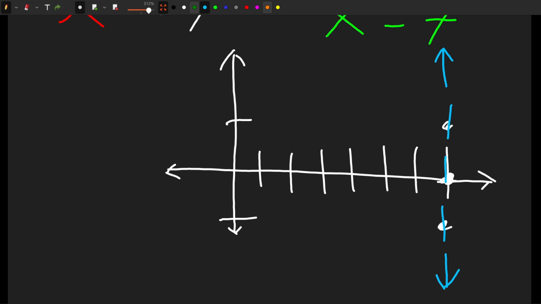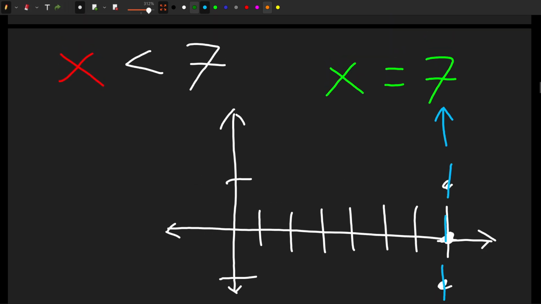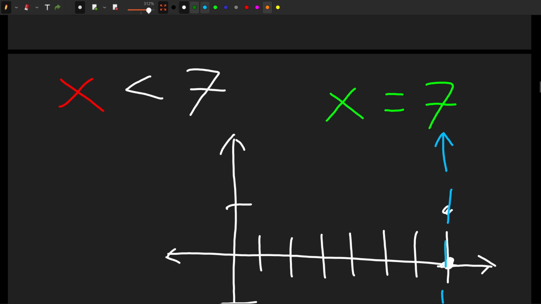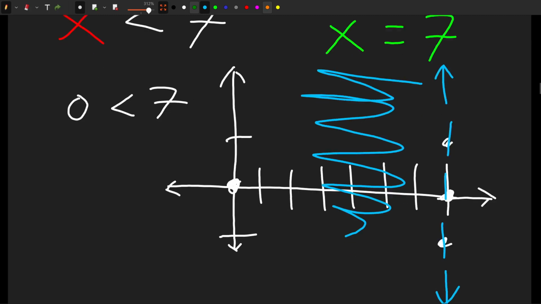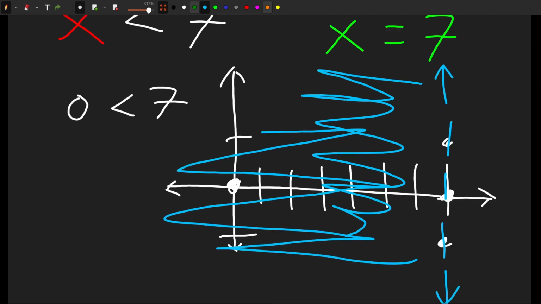Okay. And now we just need to shade. So if I plug in 0, 0, since I can use that, if I plug in 0 for x, I'm going to get 0 is less than 7, which is true. And so anything to the left of my line is a solution. Okay, so that even includes the negative numbers all the way beyond 0, 0. All right. That will conclude this video.